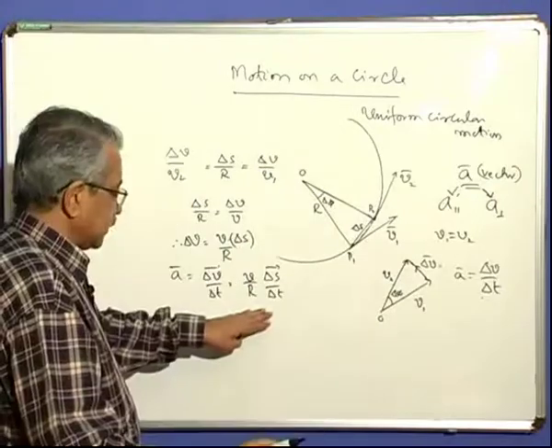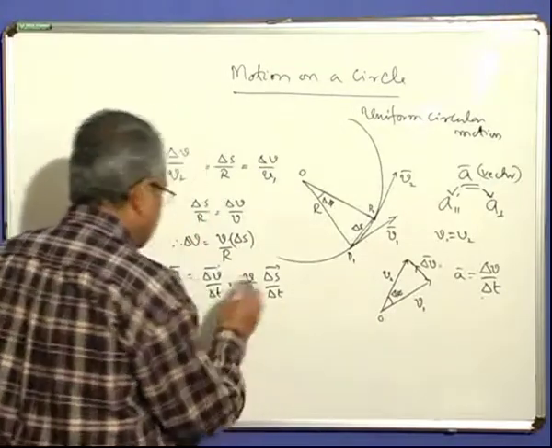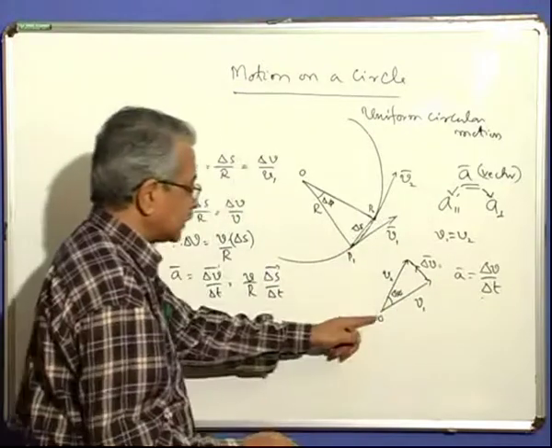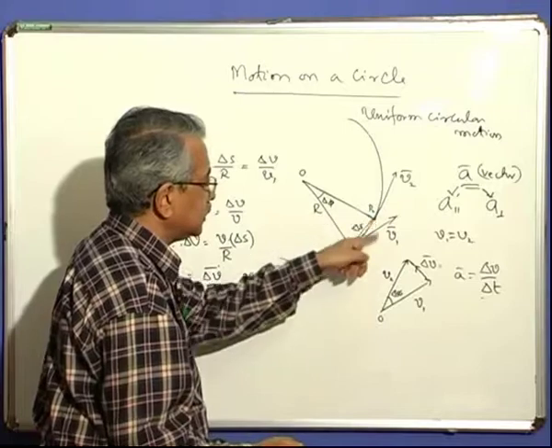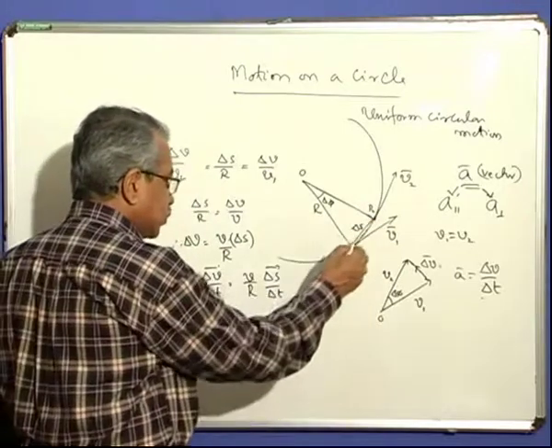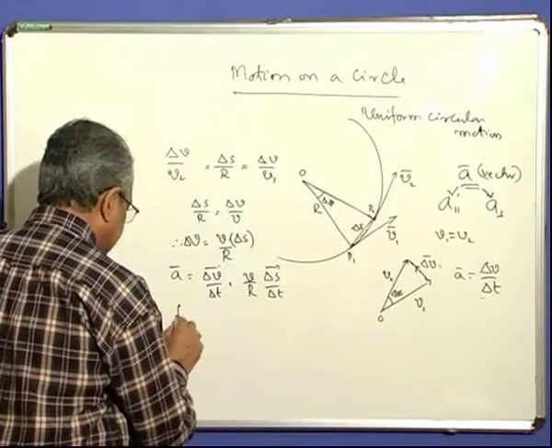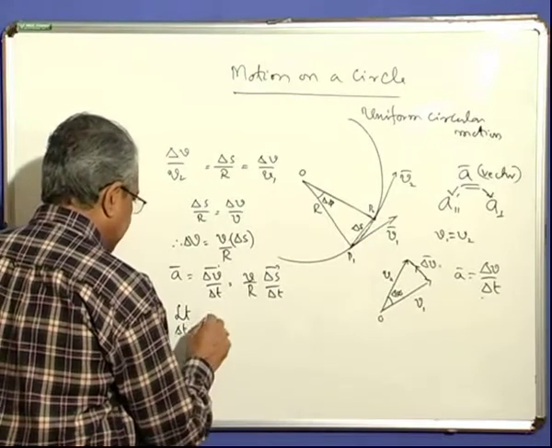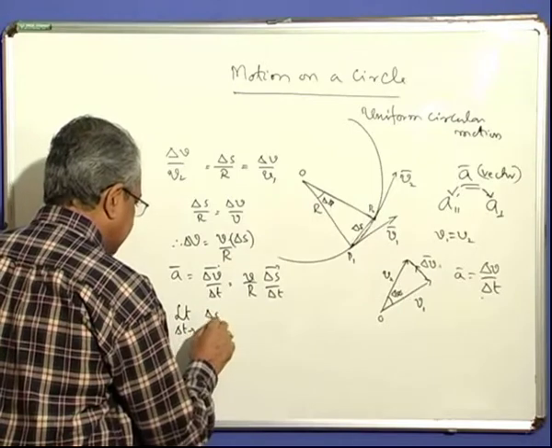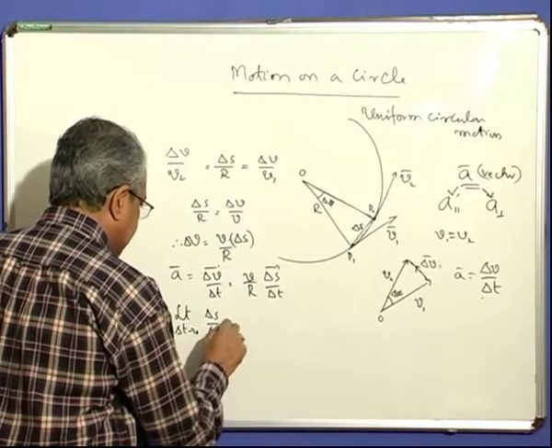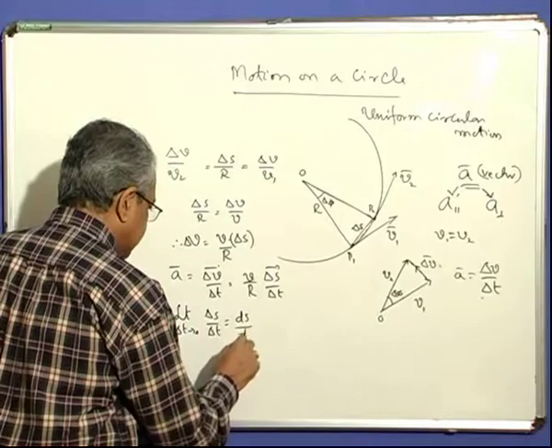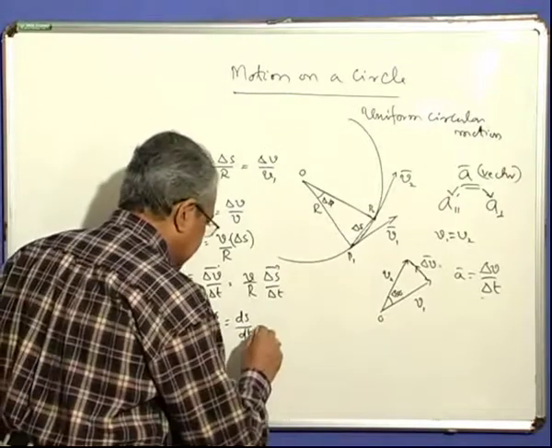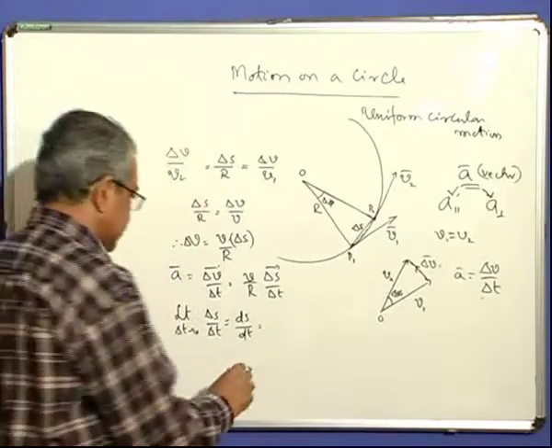Now you can see this is the case, the acceleration when it goes from P1 to P2, the change in velocity in this change. If P2 is very close to P1, that is, in the limit when delta t tends to 0, you will find delta S by delta t is equal to ds by dt. The ds by dt is nothing but the velocity.